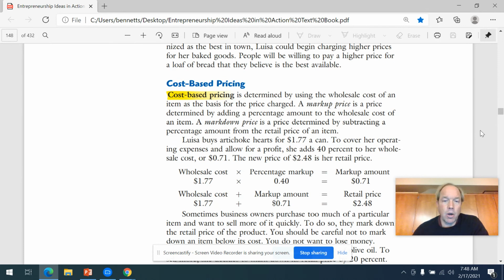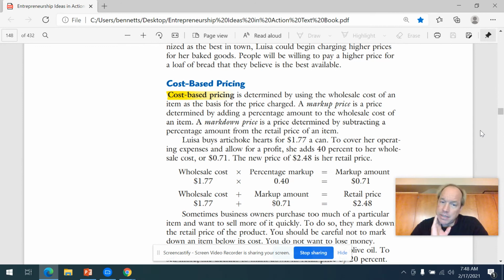Cost based pricing. Cost based pricing is determined by using the wholesale cost of an item as the basis for the price charged. A markup price is a price determined by adding a percentage amount to the wholesale cost of an item. A markdown price is a price determined by subtracting a percentage amount from the retail price of an item.